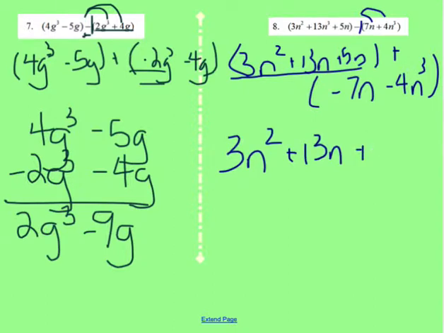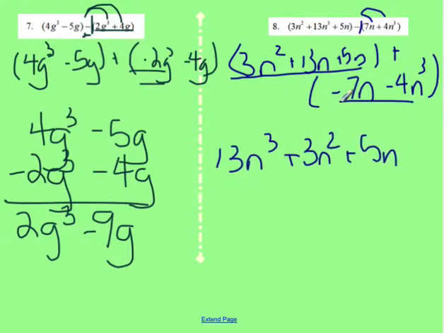cubed. We should write that in order, huh? That'd probably be smarter. So let's put that in standard form. So let's put our 13n cubed first, and then our 3n squared, and then our 5n. And now I'm going to line those up under the columns. So I'm going to put negative 4n in the n cubed column and negative 7n in the n column.